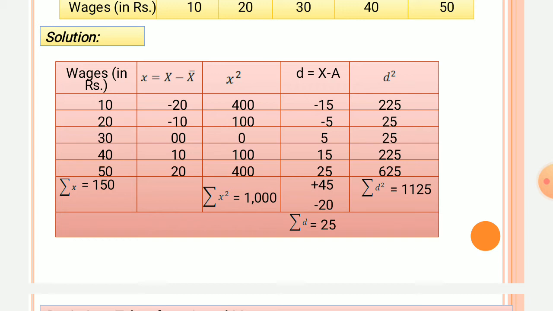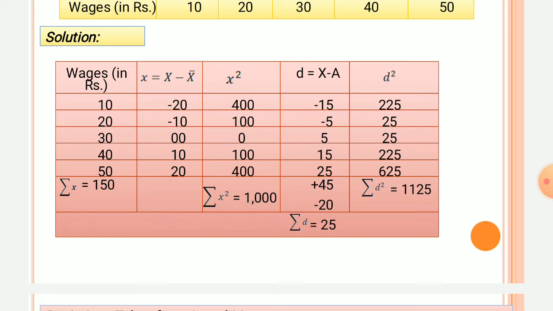Here I took 25 as the assumed mean. So therefore 10 minus 25 is minus 15, 20 minus 25 is minus 5, 30 minus 25 is plus 5, 40 minus 25 is plus 15, 50 minus 25 is 25. Therefore sigma d is equal to 25. So the difference plus 45 minus 20 is equal to 25.